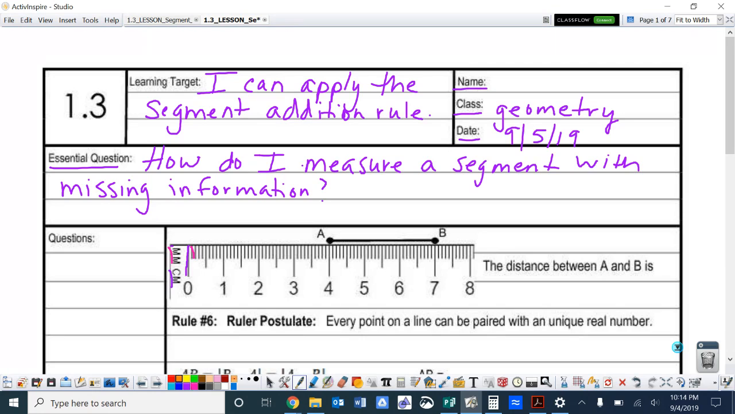Here's our first problem. The distance between A and B is what? So here we see point A, it's lined up on top of the 4, and point B lined up on top of the 7. And the shortest distance between 2 points is a straight line. And so I'm just going to count. Between 4 and 5 is 1, 2, 3. So the distance between A and B is 3 units, and since we're measuring the long line, it would be centimeters, 3 centimeters.